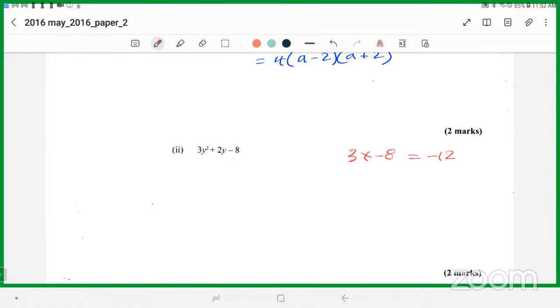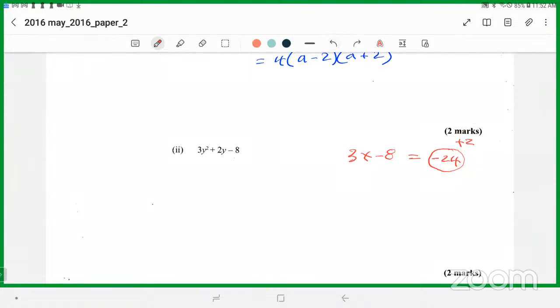Looking for factors of negative 24 that add to 2. Now, I can see that it is 6 and 4 off the bat, because 6 times 4 is 24, and the difference between 6 and 4 is 2.